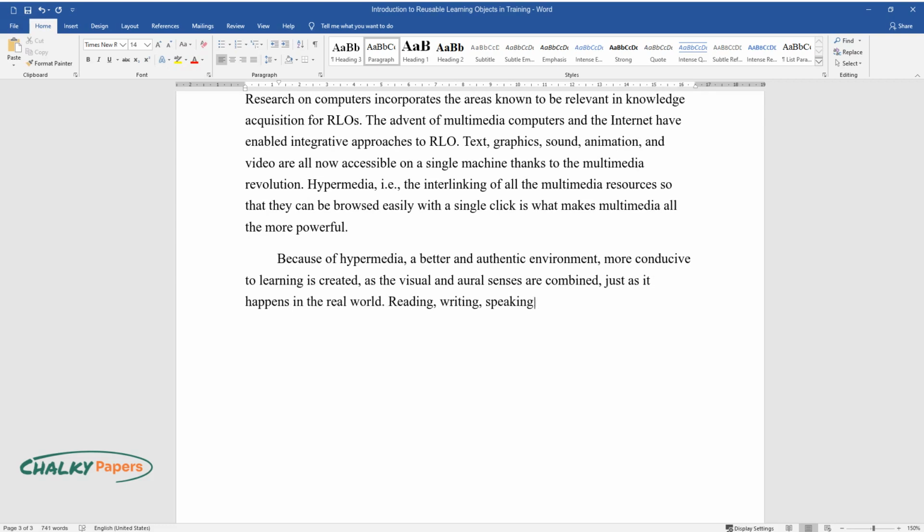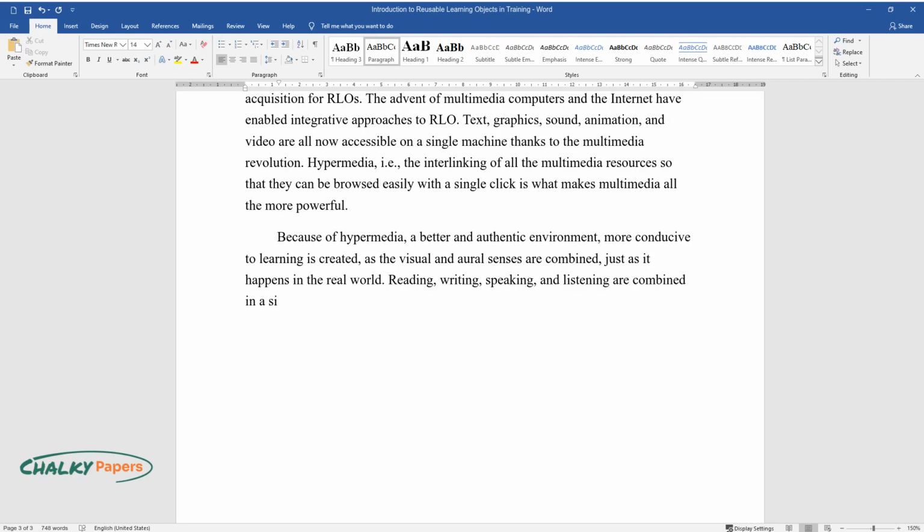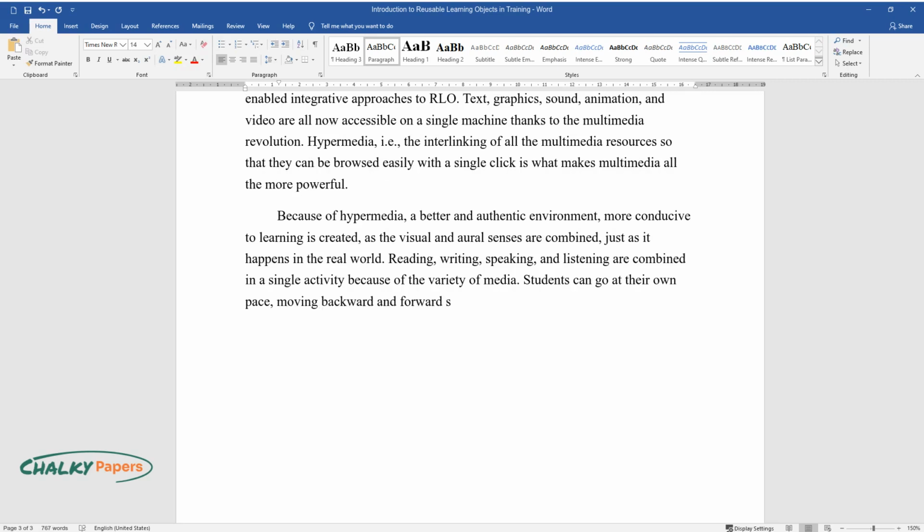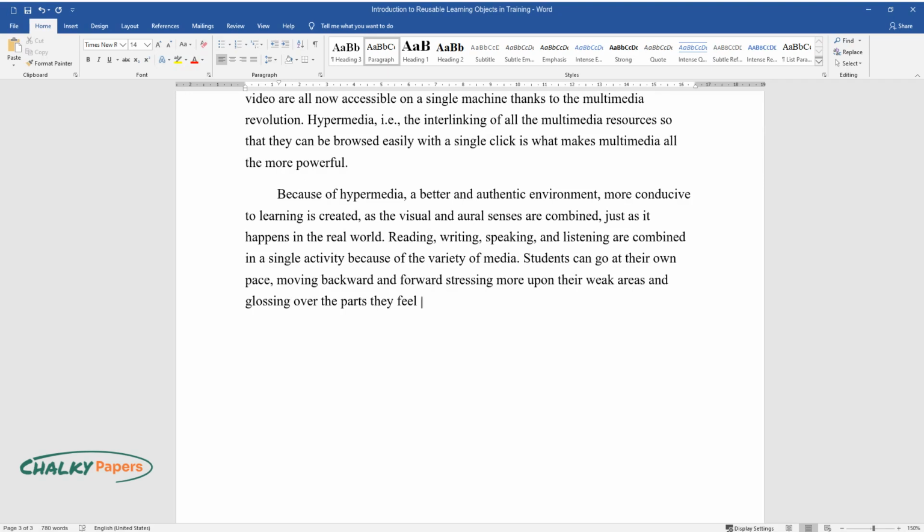Reading, writing, speaking, and listening are combined in a single activity because of the variety of media. Students can go at their own pace, moving backward and forward, stressing more upon their weak areas and glossing over the parts they feel confident about.